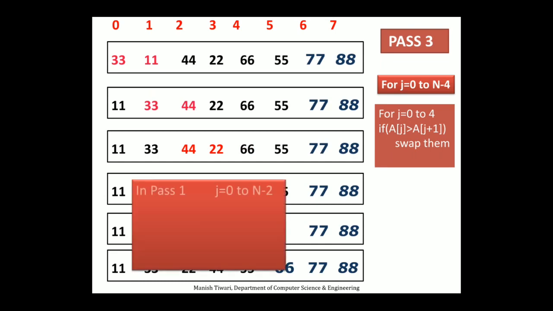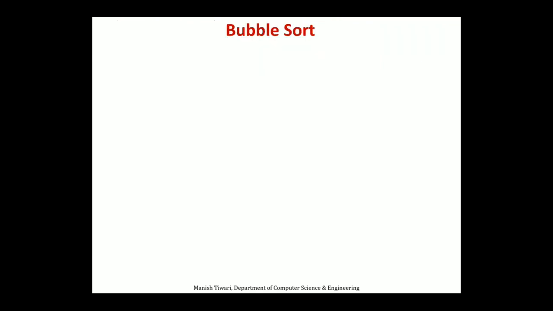So we can conclude here that in pass 1 the loop of j should start with 0 and go up to n minus 2, in pass 2 it should go up to n minus 3, and in pass 3 up to n minus 4. And in the last pass, pass number n minus 1, it should execute only one time, that is from 0 to 0. And now come some more observations.